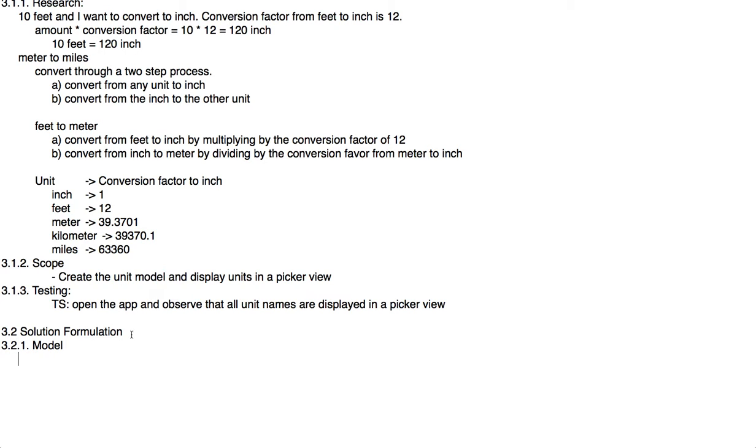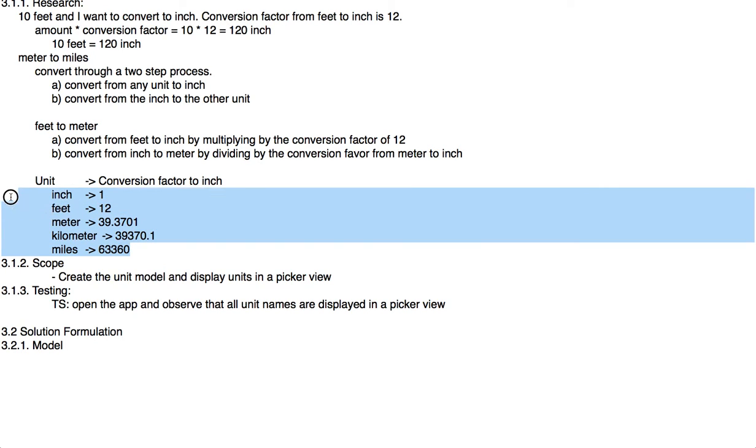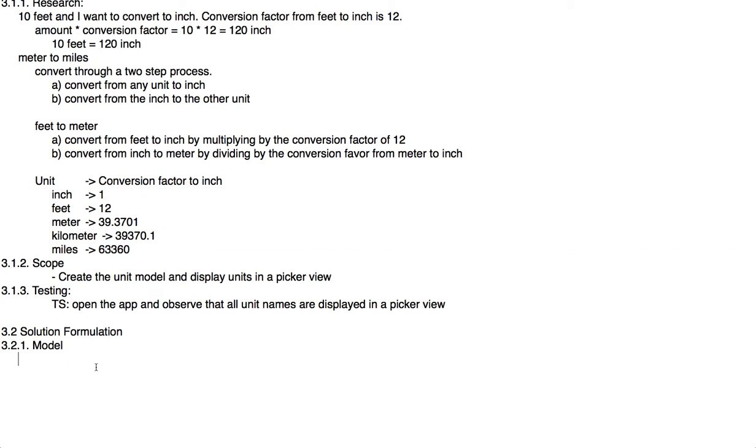So how am I going to save this data and use it? I have the unit name by itself, which is a string. The conversion factor by itself is a decimal number. But this combination together is a collection. It's a collection of two things, a key and a value.